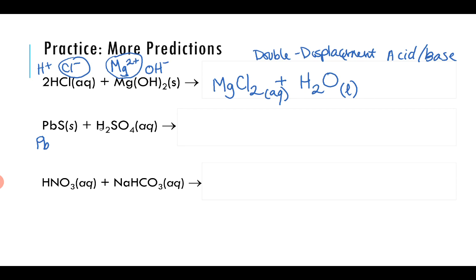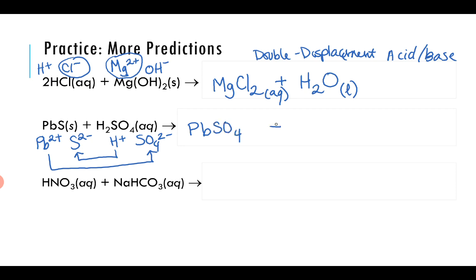This does involve an acid, but it's just a double displacement reaction. We don't know what products will form yet. And so we have Pb2+, S2-, H+, SO4 2-. H bonds with S, lead bonds with sulfate. Lead is a 2+, sulfate's a 2-, and so I just need one of each.